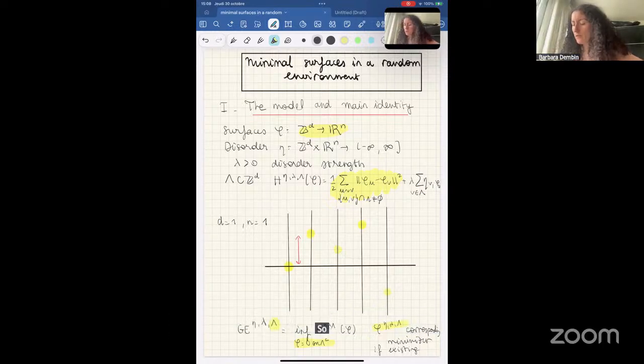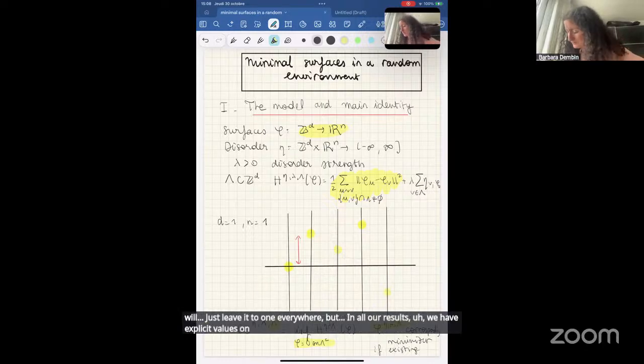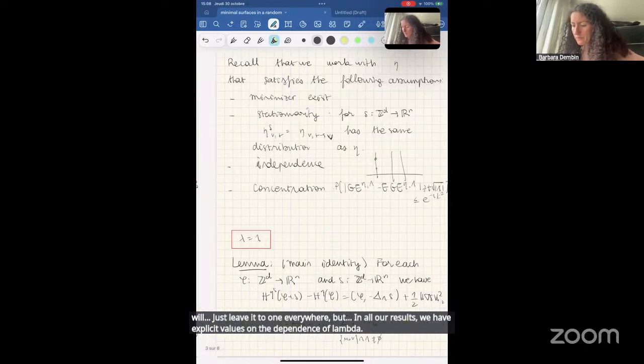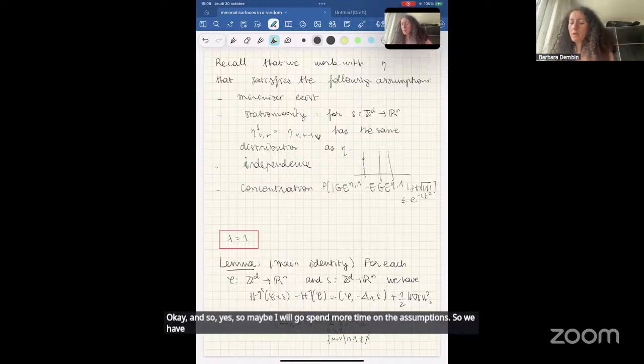For the talk, I will not care about the strength of the disorder. I will just set it to 1 everywhere, but in all our results we have explicit values for the dependence on Lambda. Maybe I will spend more time on the assumptions. We have a very general assumption on eta, but we also work with specific noise.